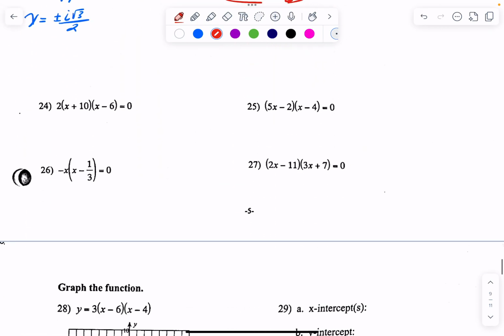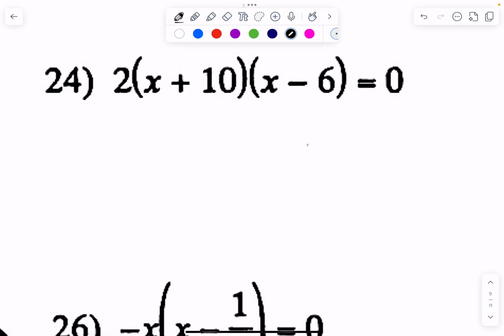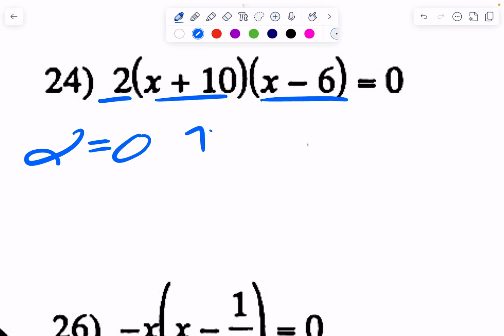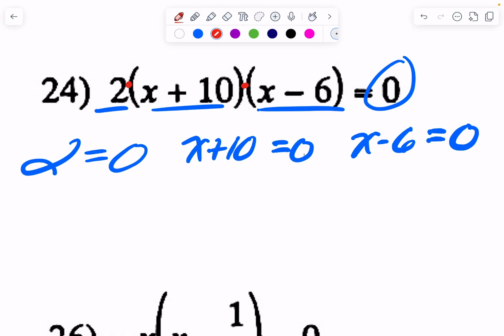Said solve. Yep. See, these are in factored form. Solving factored form is like the easiest. We set each factor equal to 0. So each factor is set equal to 0. If you set 2 equal to 0, x plus 10 equal to 0, and x minus 6 equal to 0, we can split it apart because it's set equal to 0. The zero product property says as long as it's set equal to 0, if it's factored, that is, only if it's factored. Factored means in multiplication form, you can split it apart.